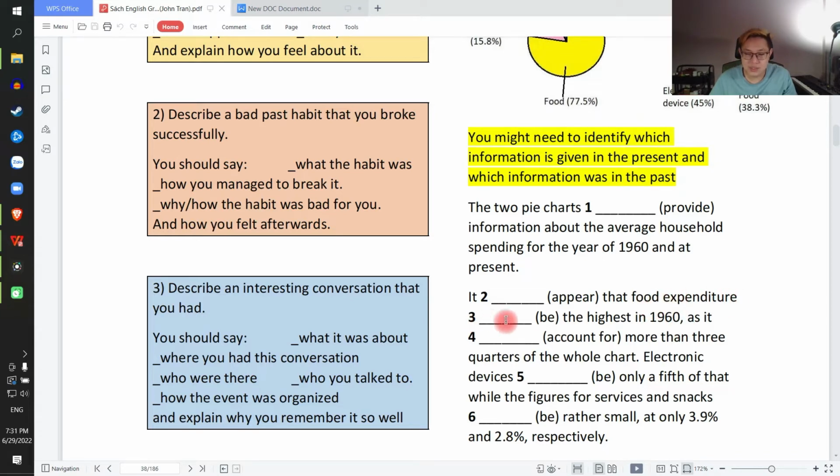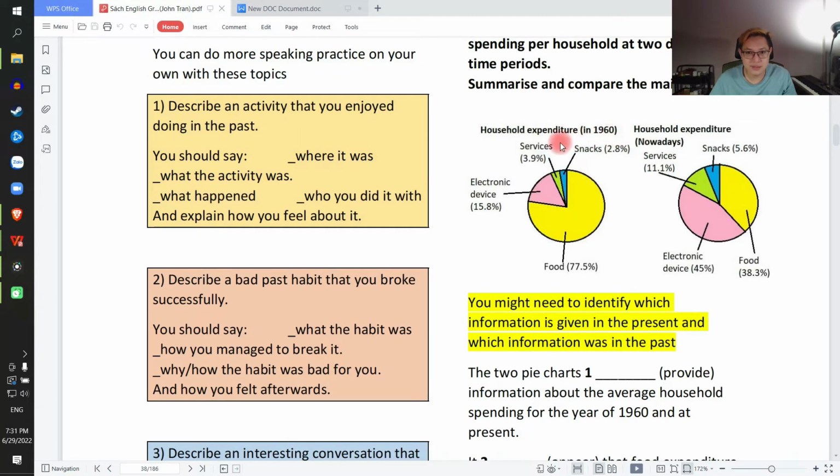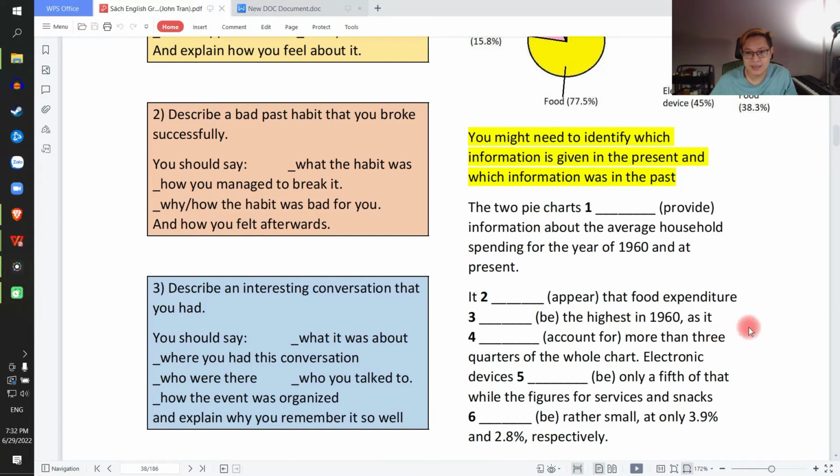Food expenditure was the highest in 1960 because you're looking at 1960. This information is the figure in the past. So that's why for food expenditure, food spending, you must use "was", past tense. Cái thông tin về cái chi tiêu cho thức ăn này nó nằm trong 1960, nó là quá khứ rồi. Cho nên là cái food expenditure này phải là "was the highest". Nó phải quá khứ đơn.